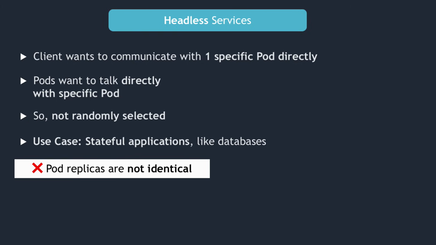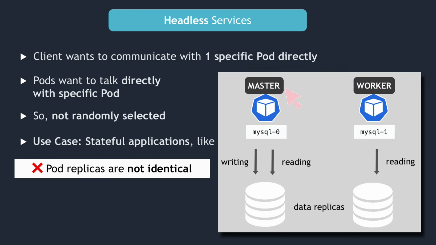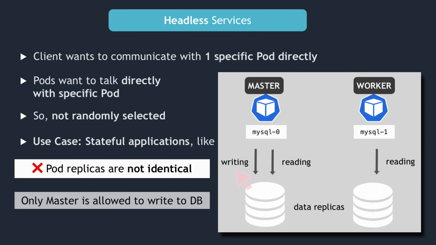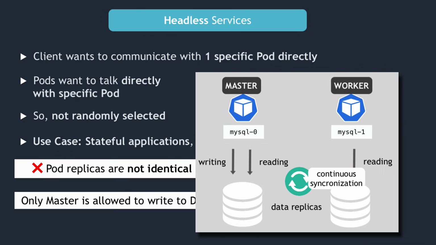For example, if we're deploying a MySQL application, you would have a master instance of MySQL and worker instances of the MySQL application. And the master is the only pod allowed to write to the database, and the worker pods must connect to the master to synchronize their data after the master pod has made changes to the database. So they get the up-to-date data as well.